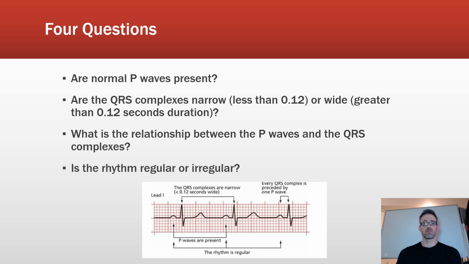You have looks like 3 beats there, and you can see that there's a P wave before every single QRS. The P wave looks normal. Okay, it's of normal height, looks like it's normal duration. The QRS following it is nice and narrow. Okay, so we have a nice narrow QRS complex. And you can see that there's a P before every QRS and a QRS after every single P.